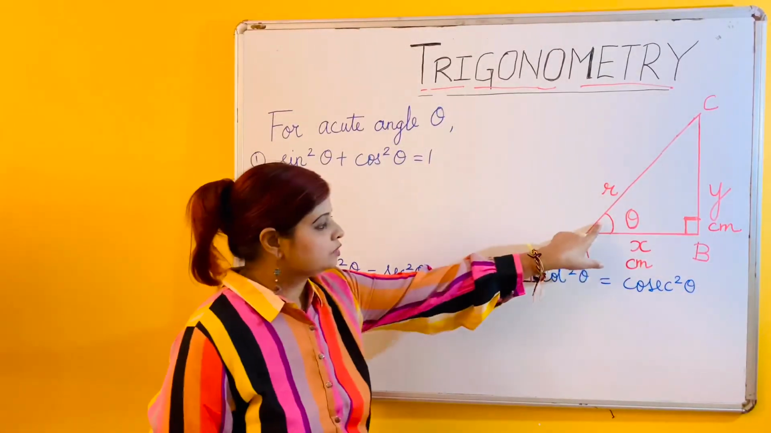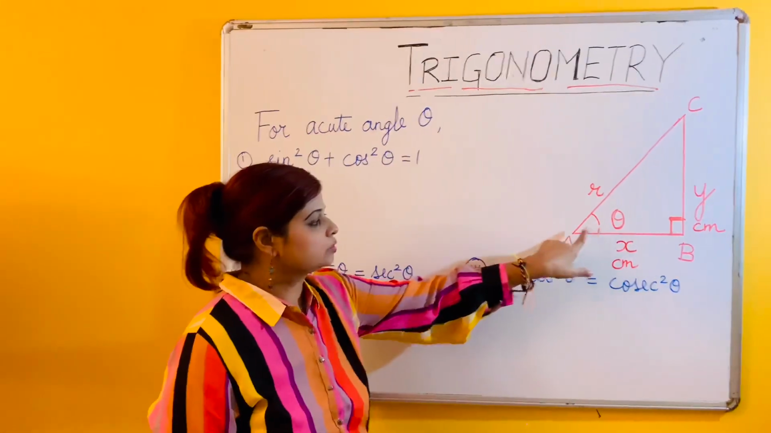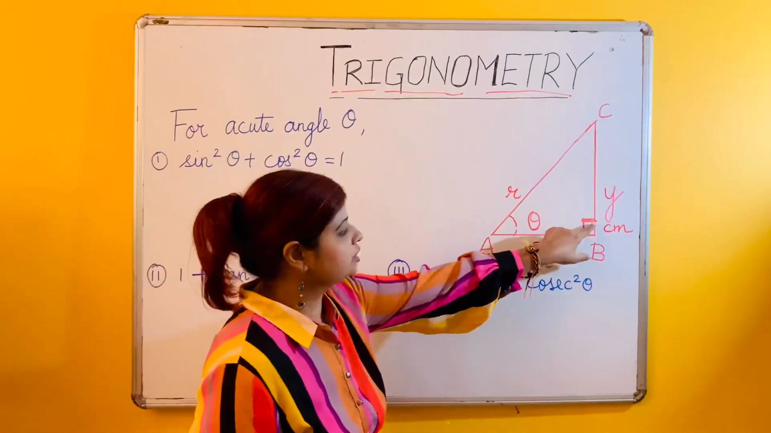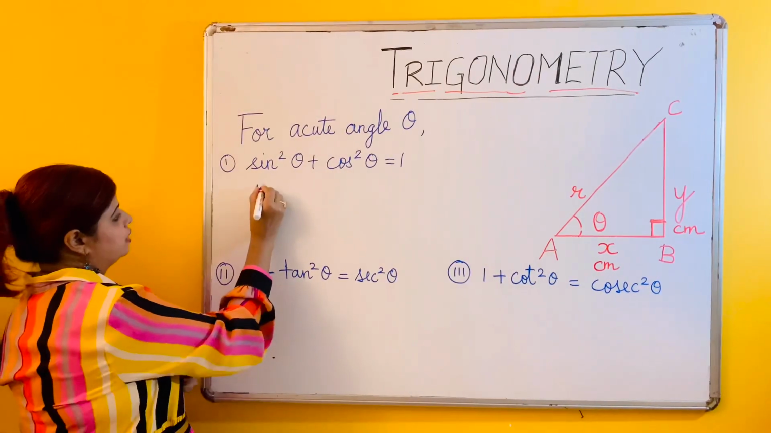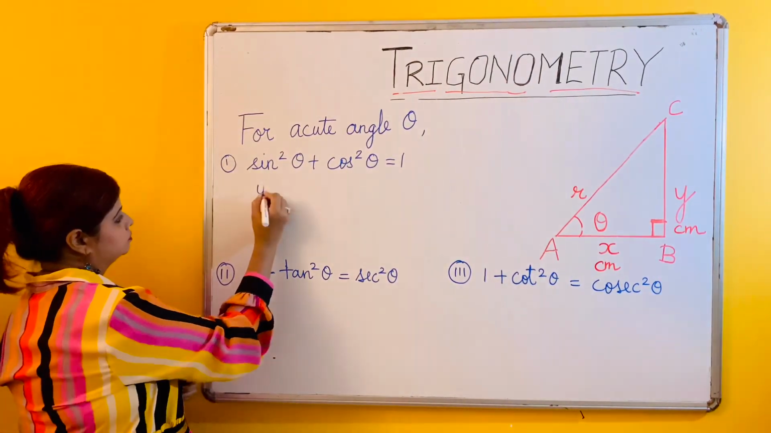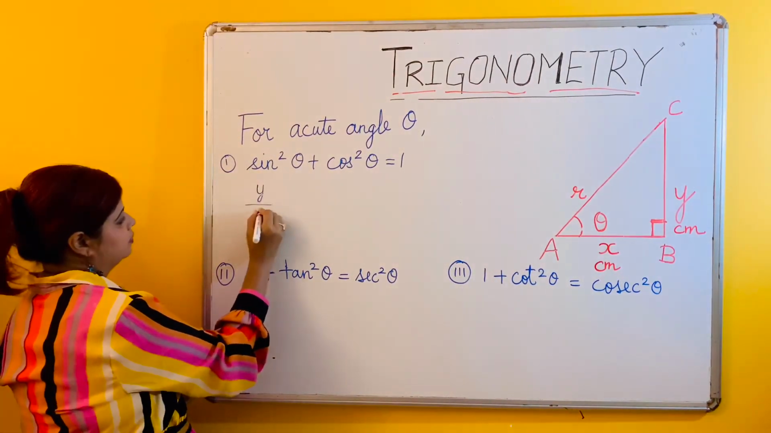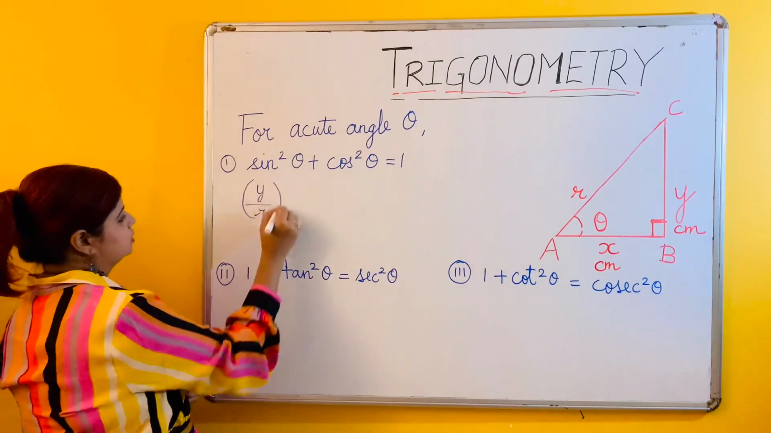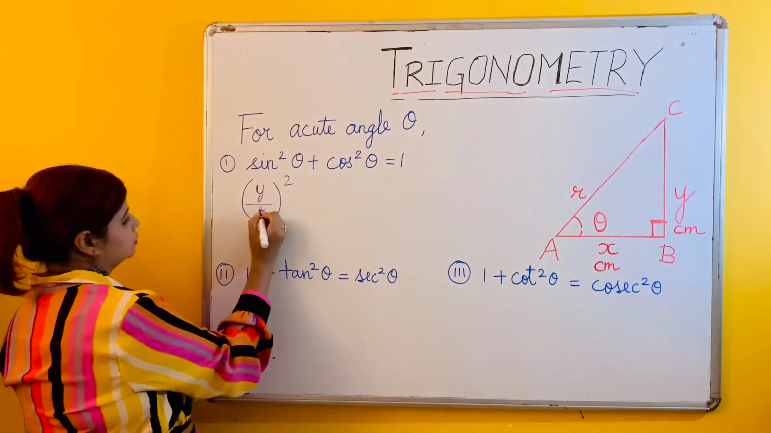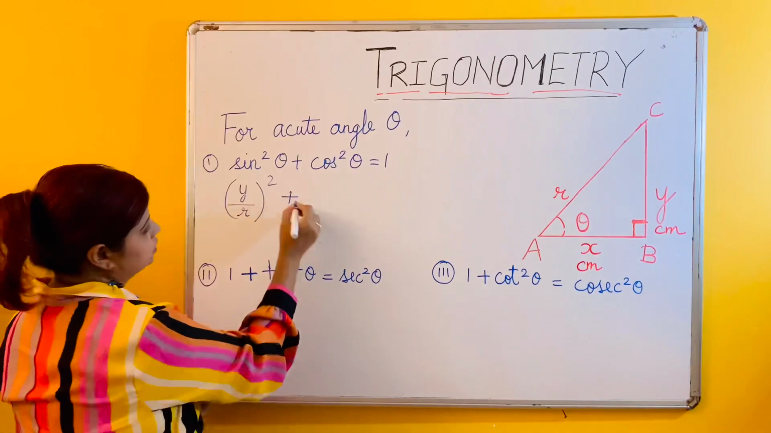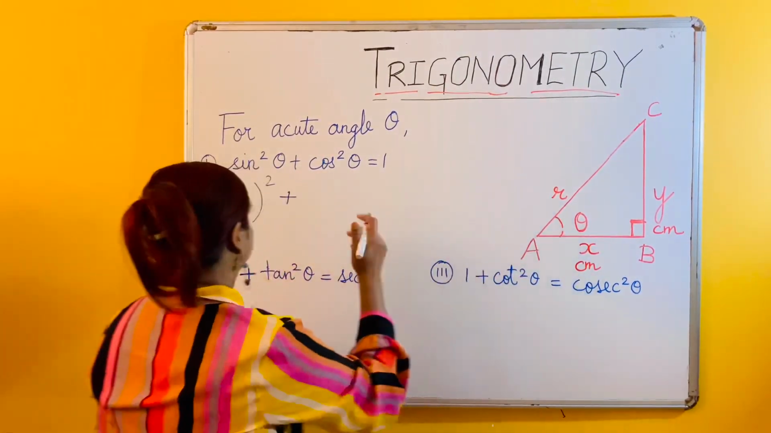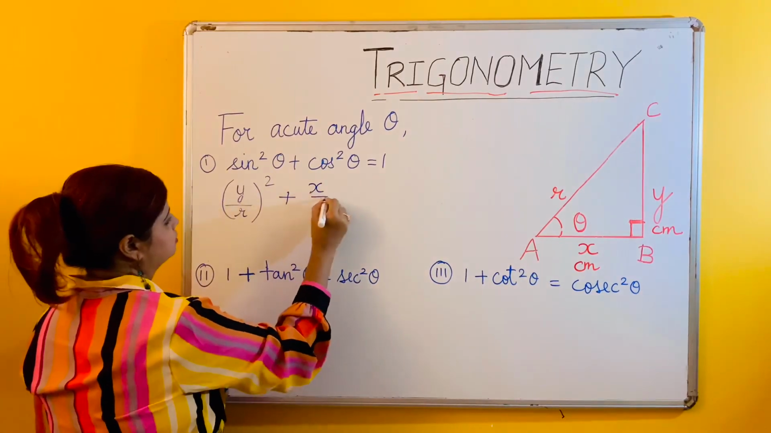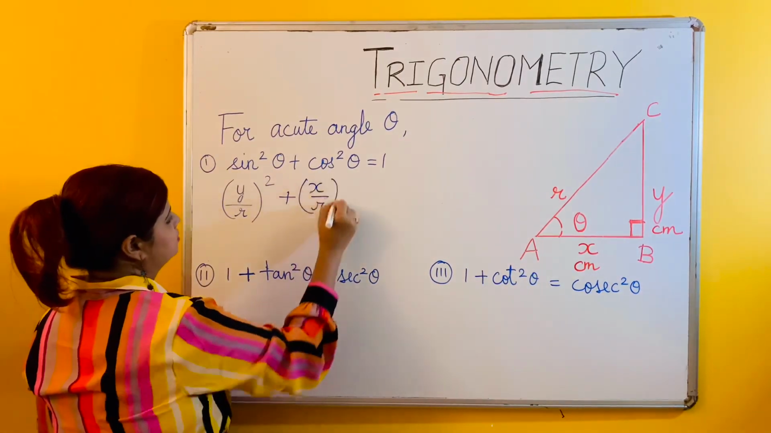If you see this sine theta here, sine theta is nothing but opposite by hypotenuse. So we can write sine theta as y by r, and then this is whole square. Now what about cos theta? Cos theta is actually adjacent by hypotenuse, so it is x by r, and then it is whole square.